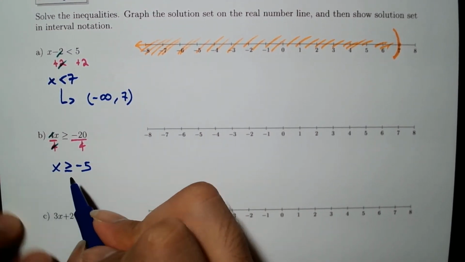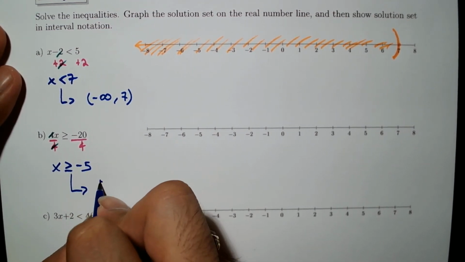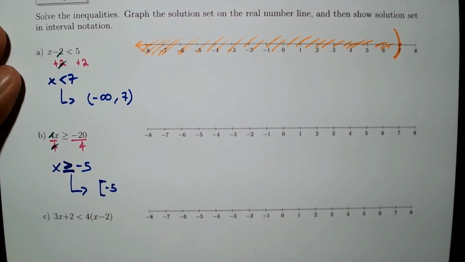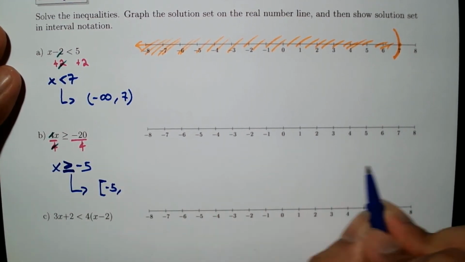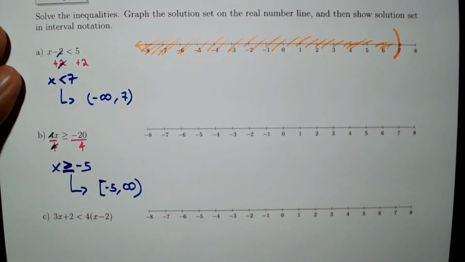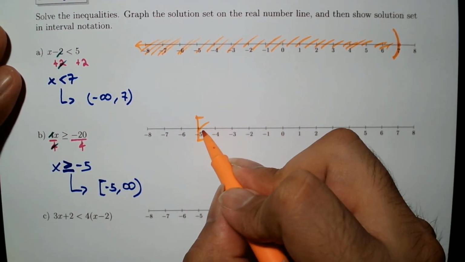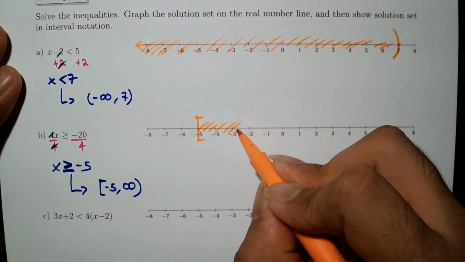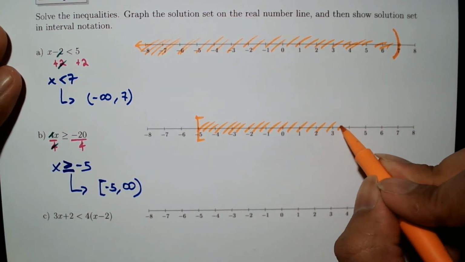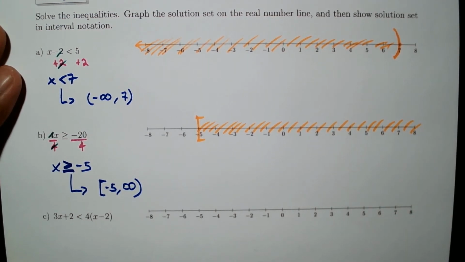So in this case we're going to write this using interval notation, and we do that by writing the negative 5 with brackets because it's greater than or equal, all the way up to positive infinity. So let's see. I'll go negative 5 and all the way to positive infinity. Alright, all these numbers.